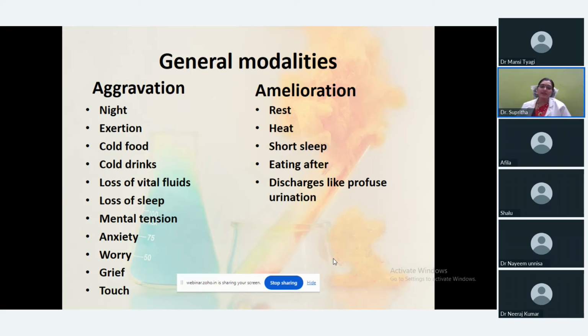What are the remedies aggravated by fasting? When somebody fasts, people are irritable or they get headaches, they get anger. What are the remedies we can indicate apart from these? The Ophidia group, where there is aggravation from fasting. Amelioration by discharges like profuse urination. A remedy where headache gets ameliorated by profuse urination. What is the remedy? Gelsemium, right. Okay.